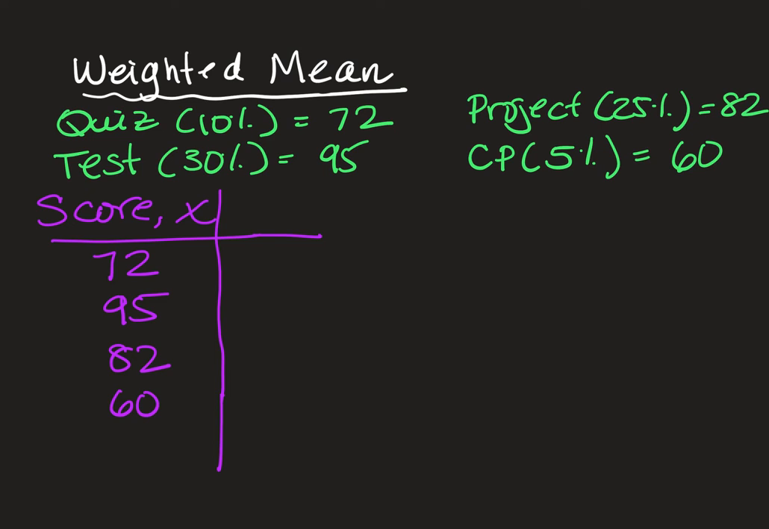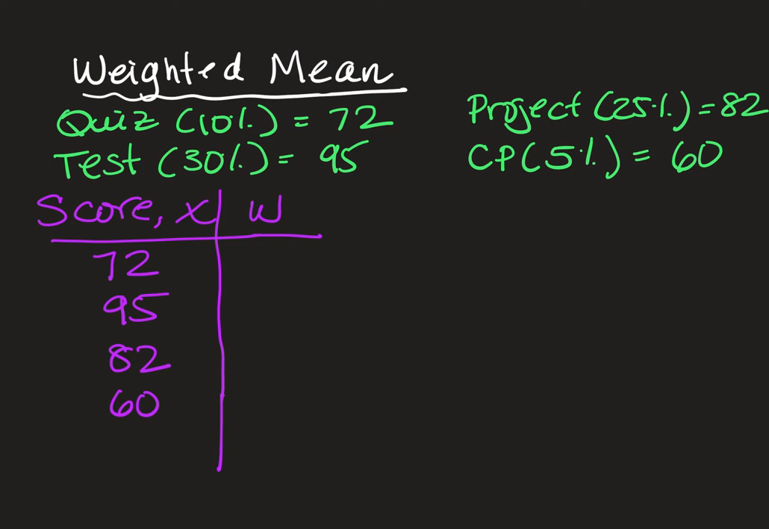In the next column, just like we did with a grouped mean, where the second column was our frequency, which essentially weighted each class appropriately. Same thing here. We have to weight each score appropriately, right? We can't just add these four scores and divide because that's giving each an equal weight. So the next column is going to be our weight, but it's really important to remember that that's going to be as a decimal.